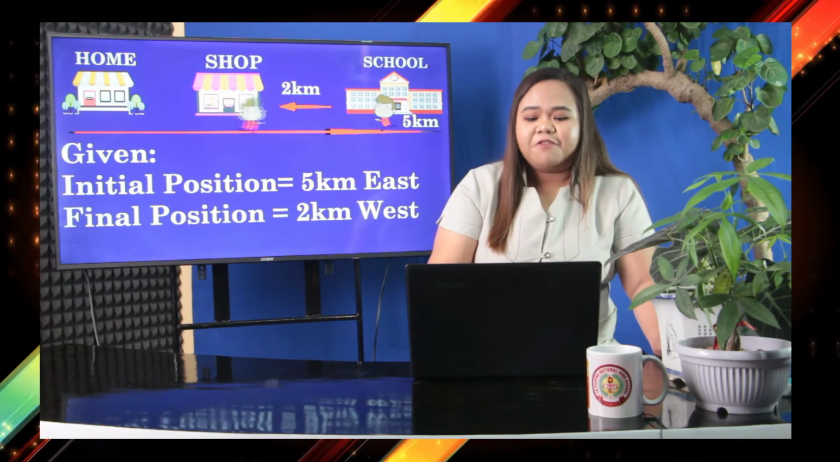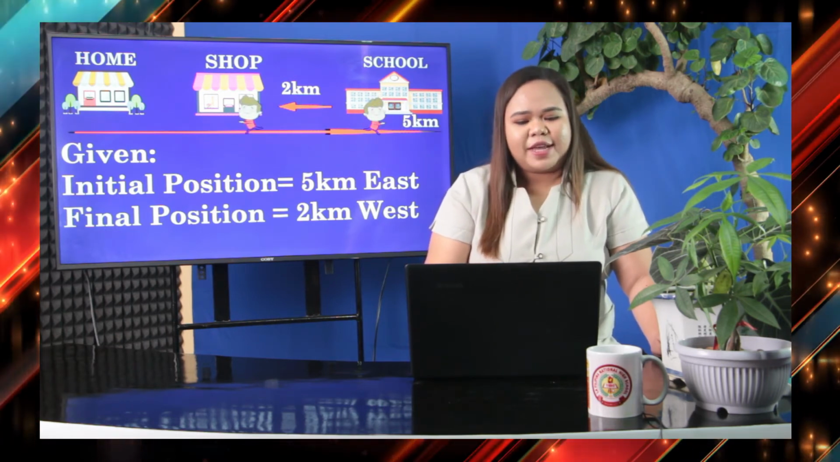Miguel walks 5 kilometers east from home to school, and then 2 kilometers west from school to the shop. What is Miguel's displacement? Let's have first the given. The initial position from home to school is equal to 5 kilometers east. And the final position from school to shop is equal to 2 kilometers west.